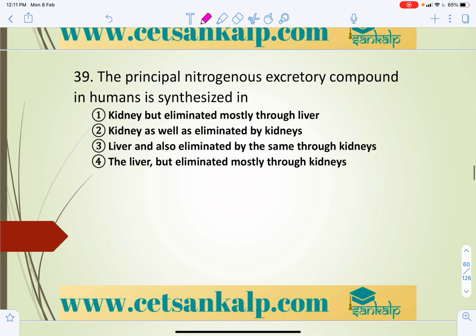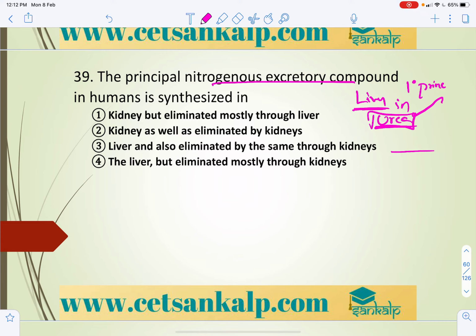Next, the principal nitrogenous excretory compound in humans is synthesized in, where exactly will the waste be synthesized? Here we can say generally the liver, but it will be eliminated through the kidney. The synthesis of this nitrogenous waste, mainly urea, takes place in the liver with the help of the ornithine cycle, but it is eliminated by the kidney. So the primary principal organ for excretion is the kidney.